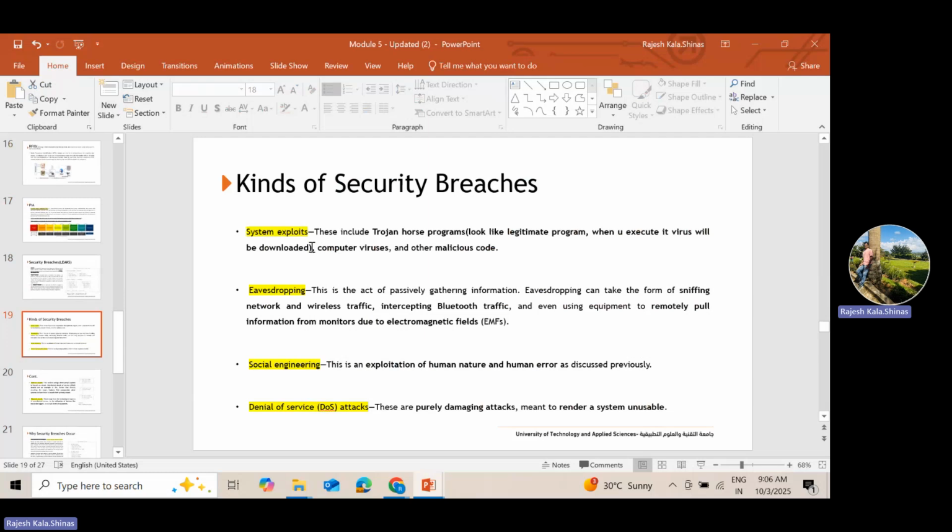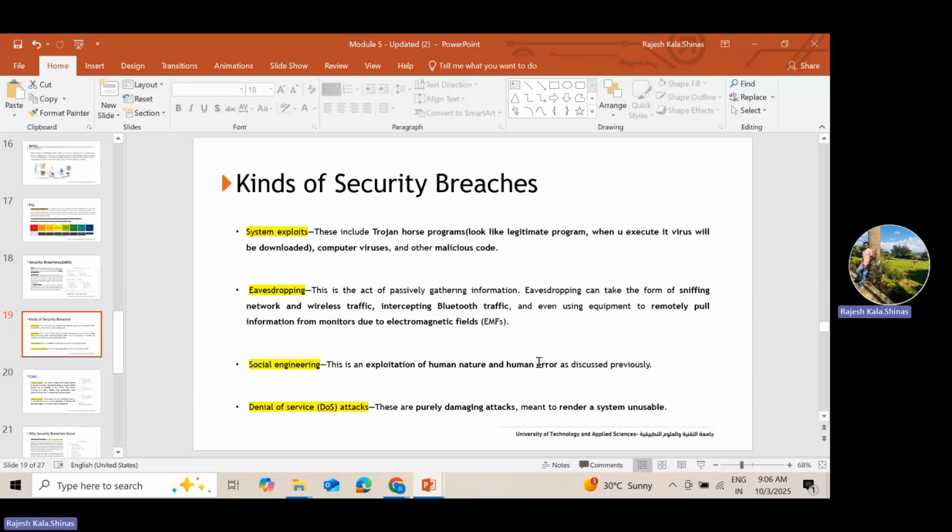Another security breach is eavesdropping. Eavesdropping means someone will use some sniffing tools. They will listen to the communications happening and the messages sent in your company or network. They will tap into wireless traffic or Bluetooth traffic, tap into your network, and get the information. They will share this information outside. This is eavesdropping.